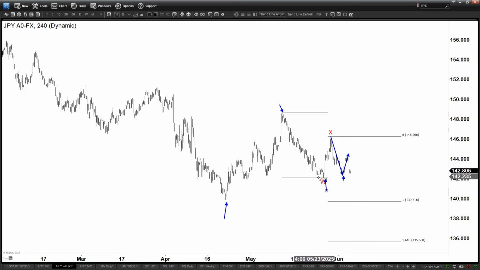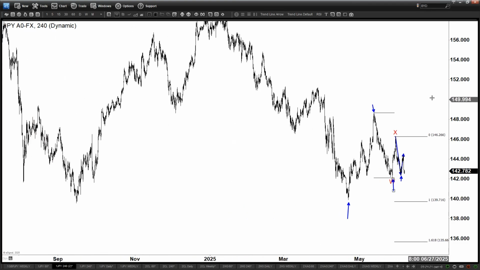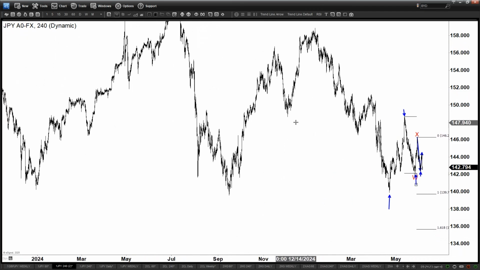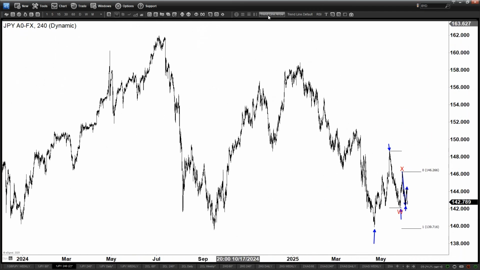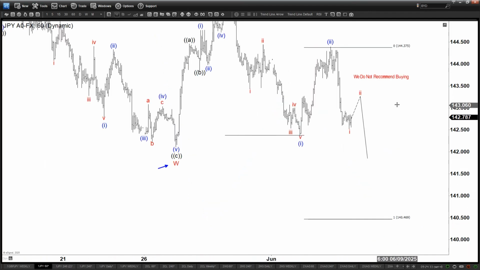Now that is a short-term degree bearish sequence. Now the long-term bearish sequence is going to resume and it's going to be confirmed when we do break below this low. Then that means we're going to be looking to resume the bearish sequence that started from here, started from July 2024. Okay, so that's the idea here, guys.